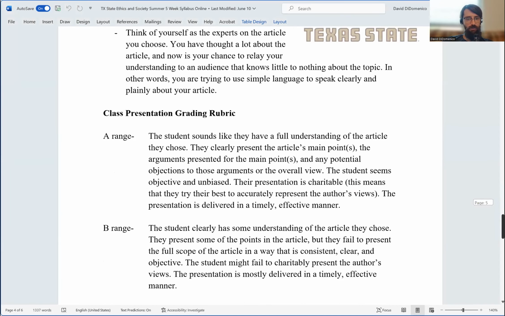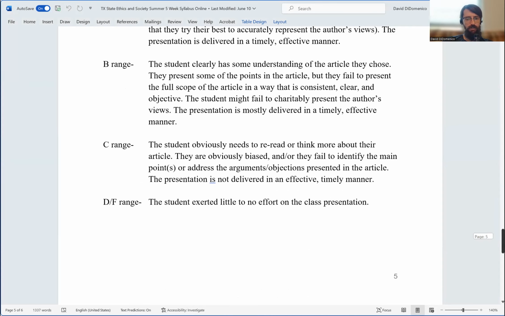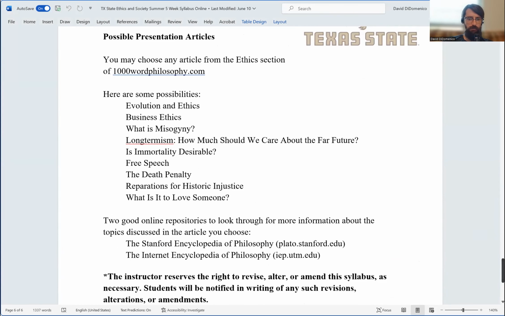All right, so there's a rubric here for how I'm grading the presentation. You can look through that. There's a little bit more about where to find extra information for your presentation. So maybe you read the article that you chose and you decide you'd like to learn a little bit more about it for the purposes of the presentation. The Stanford Encyclopedia of Philosophy and the Internet Encyclopedia of Philosophy are really great resources that can help you.